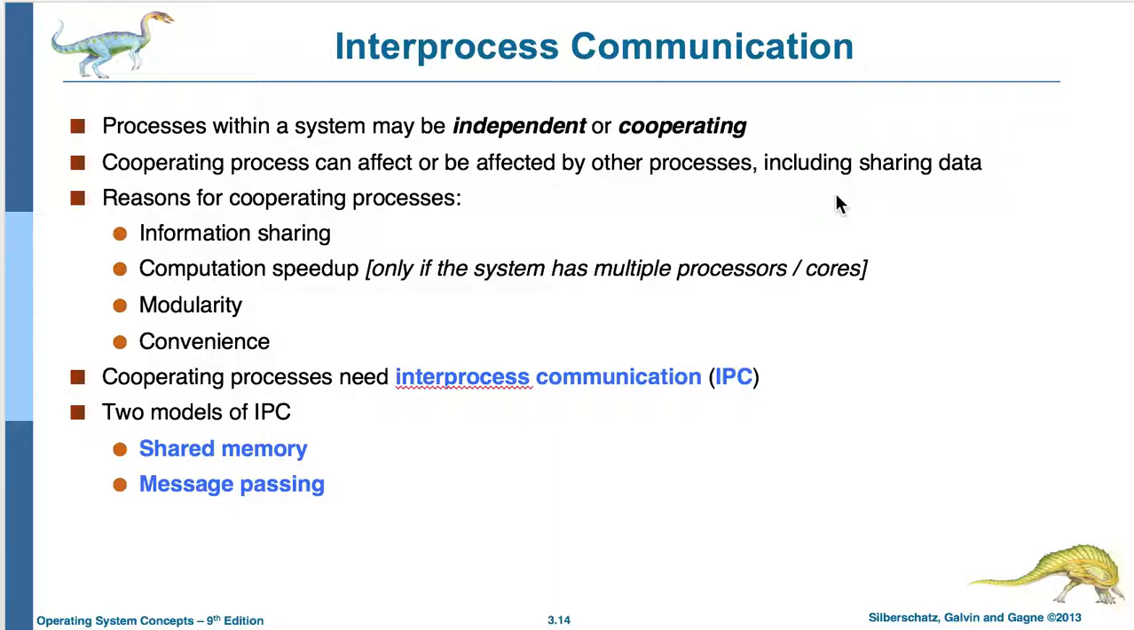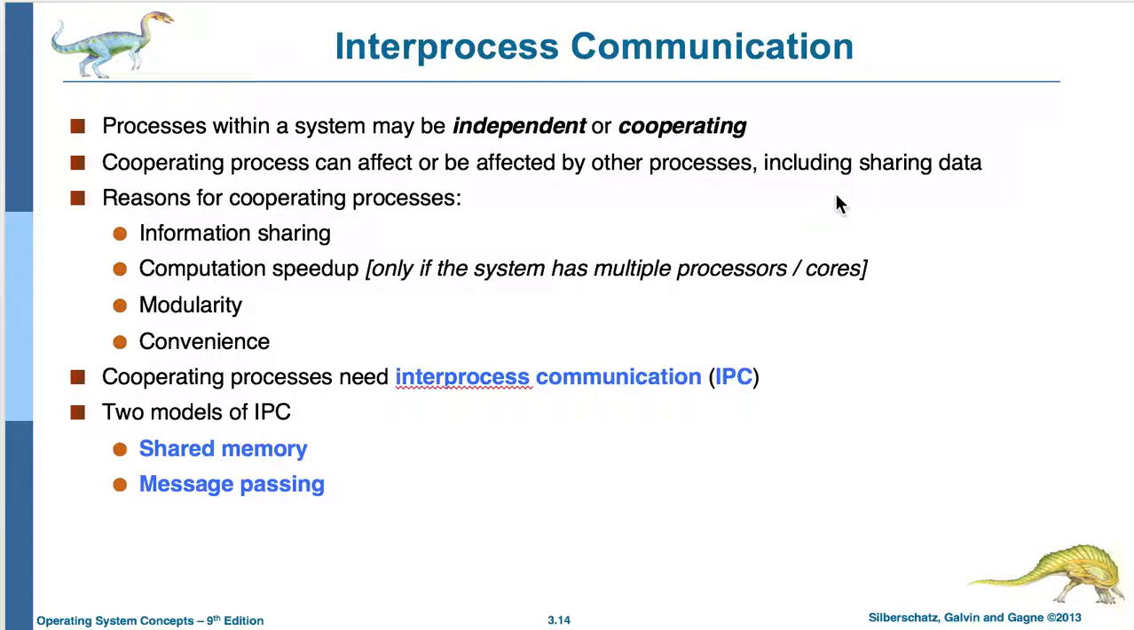You also achieve modularity by virtue of having cooperating processes. And finally, there is definitely convenience associated with that: the ability to have clearly smaller chunks of code, which are more convenient to handle. Now, cooperating processes need some form of inter-process communication.